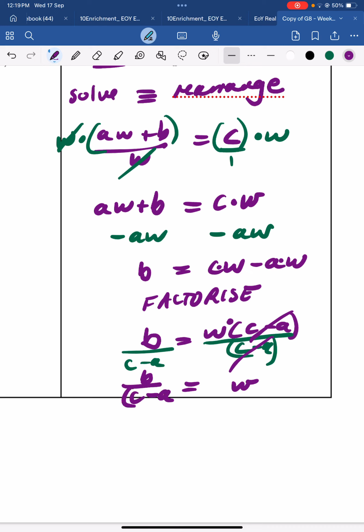You can put the c minus a in a bracket if you like, or you can just keep the c minus a like this. Sometimes putting in a bracket just indicates that that belongs together as a denominator, and it's very hard to break that apart. And there you go.